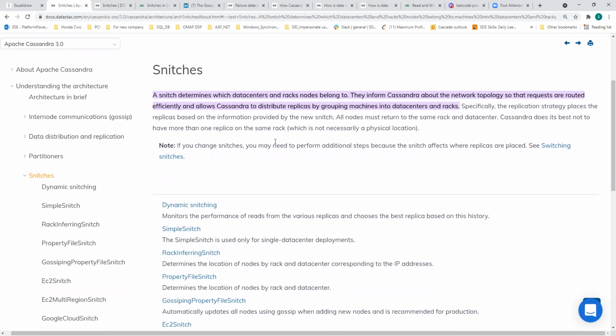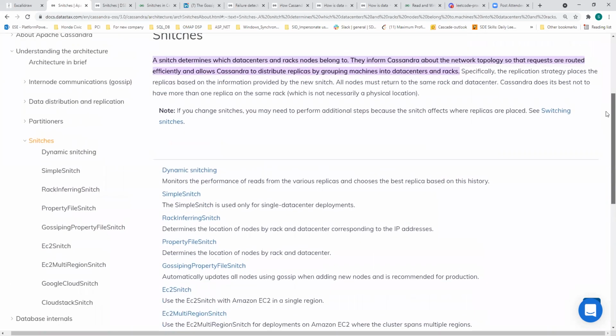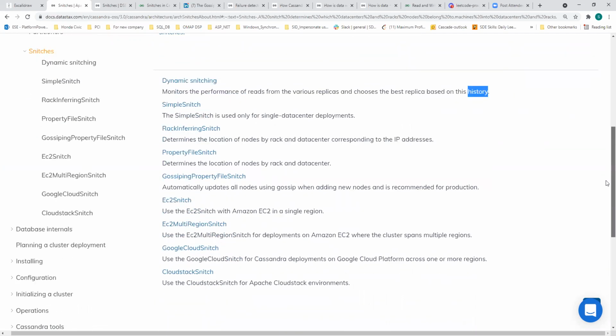Okay, but then they have a lot of different things about it, and I don't think it's required to go into details. But if someone is really interested in reading, the snitch comes in different varieties, and by default it's dynamic snitching. That is what is used. It monitors the performance of reads for various replicas and chooses the best replicas based on history. So it keeps on maintaining a history. How it maintains a history and all that, there are a lot of details about it.